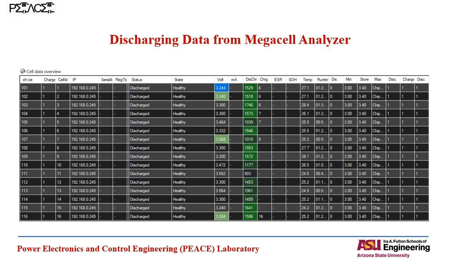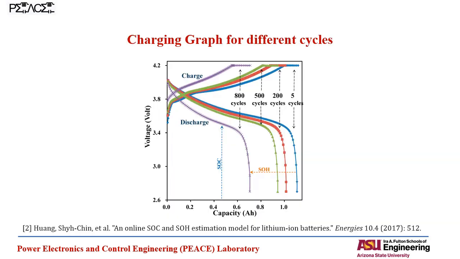Here, a previous work is shown to give an idea of how the charging and discharging rate depends on the SOH of the battery. So as we can see, with 800 cycles of charging and discharging, the SOH also decreased a lot. So we can also estimate the SOH from the charging and discharging rates.